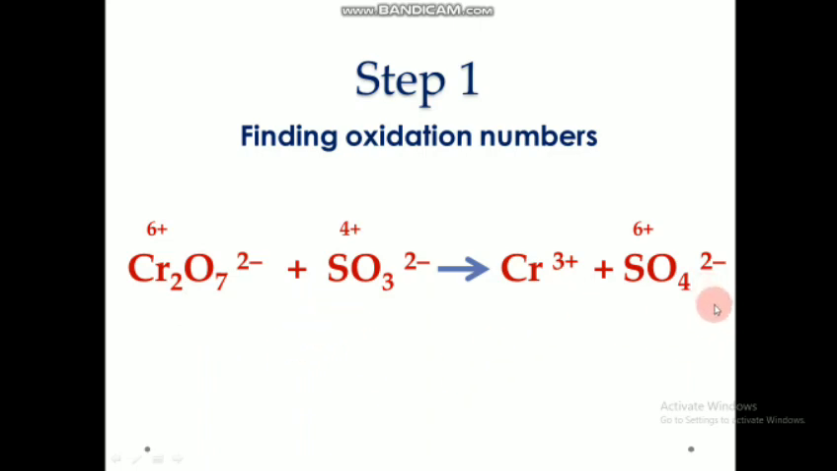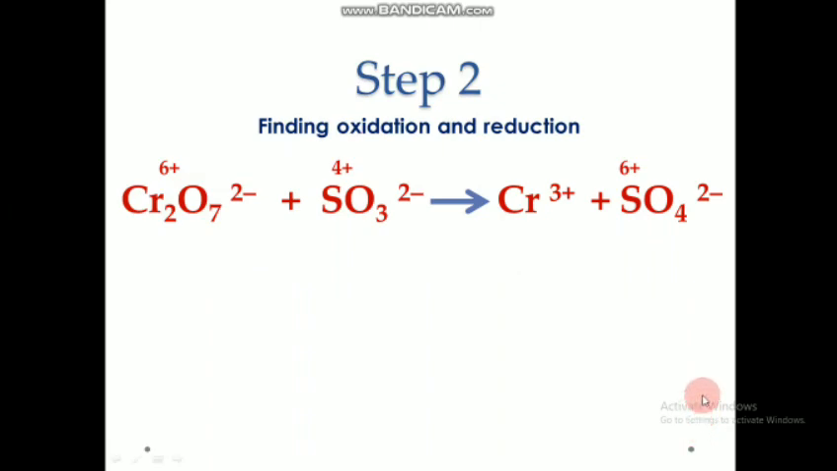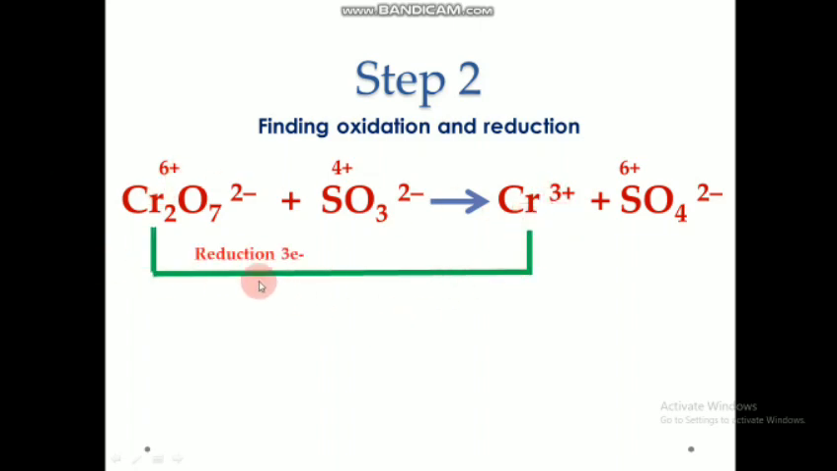Now the step number 2 is to find out which one is oxidizing and which one is reducing. So finding oxidation and reduction. We are going to find out which one is oxidized and which one is reduced here. So considering chromium, chromium from 6+ is changing to 3+. So it is decrease in its oxidation number, 6+ to 3+. So we can tell chromium is getting reduced. So reduction of 3 electrons is happening there because 6+ to 3+.